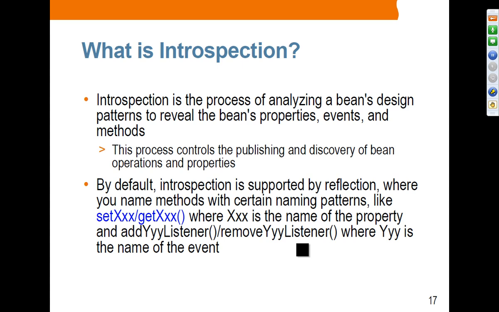Okay, you name methods with certain naming patterns, as we talked about, like a getter method and setter method, where this XXX is the name of the property. Actually, the name of the property is supposed to be a small letter, but the getter and setter methods have to have a capital letter like this.